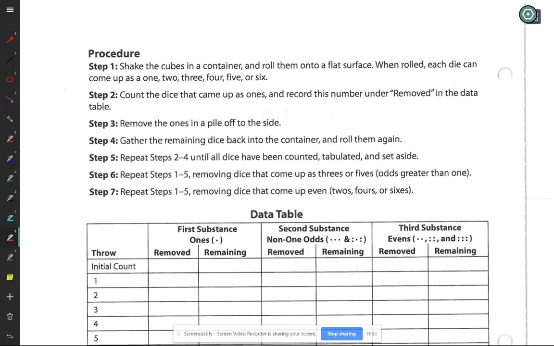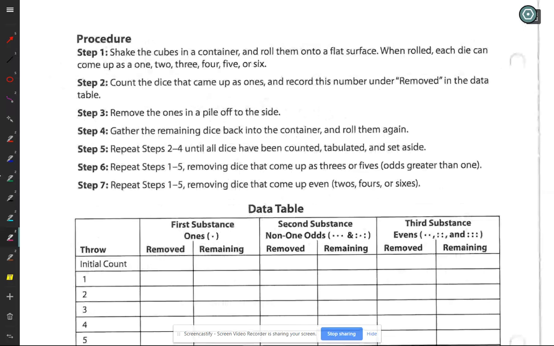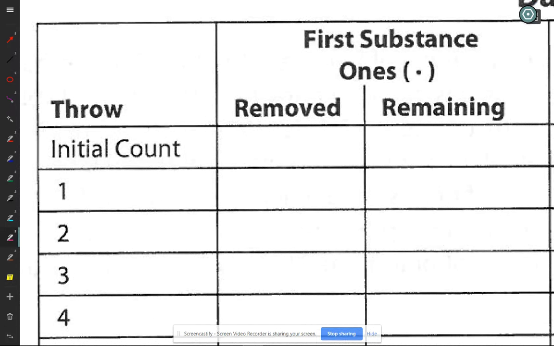So you're going to start with 25 dice. I have 4 beakers with 25 dice. And the first time through, you're going to roll those dice, and you're going to count how many ones there were. So in this roll here, I had 1, 2, 3, 4 ones. So in your table, you should have at the top that you started with 25 here. And now I had 4 ones, so I'm going to put 4 here for the removed, which leaves me with 21.